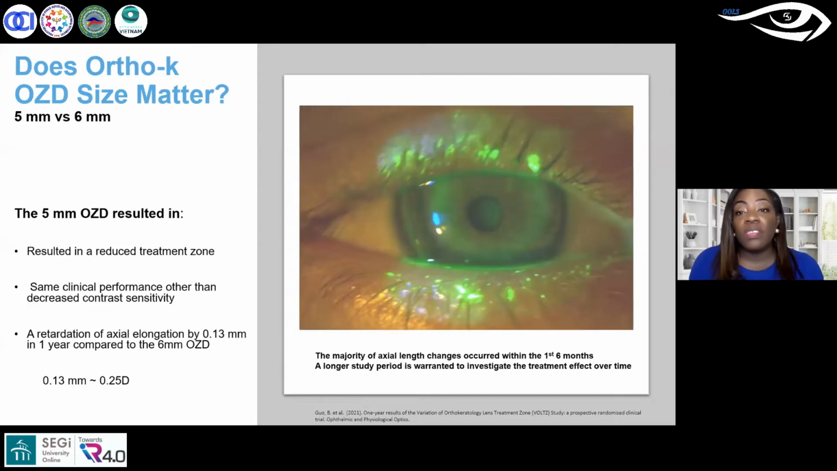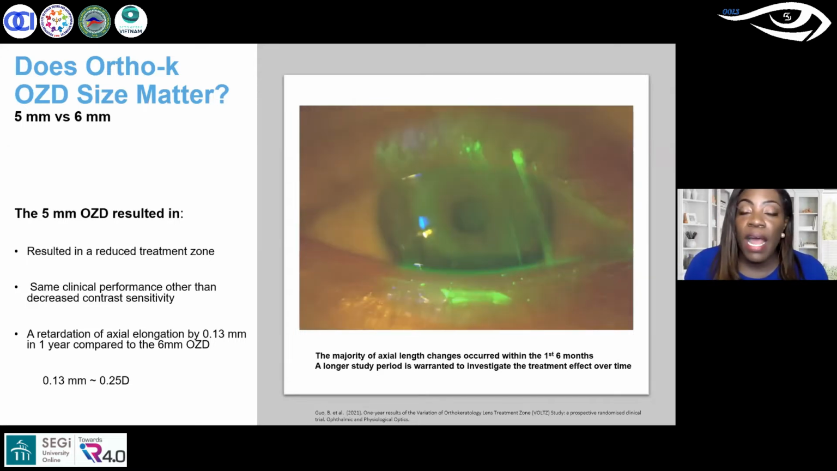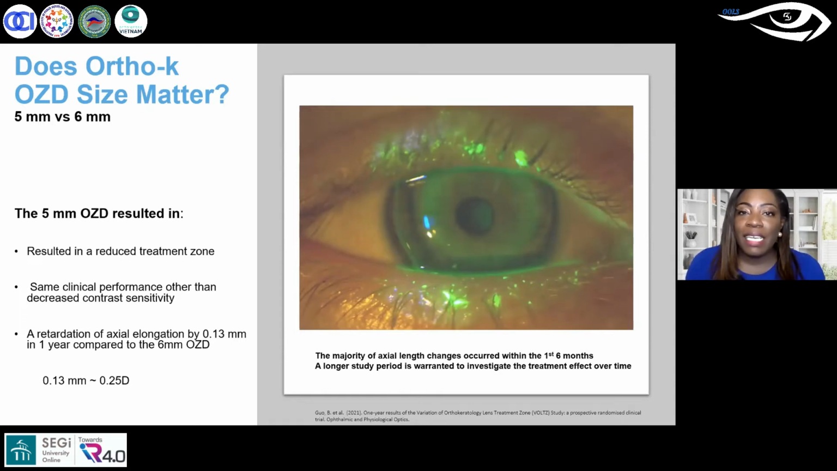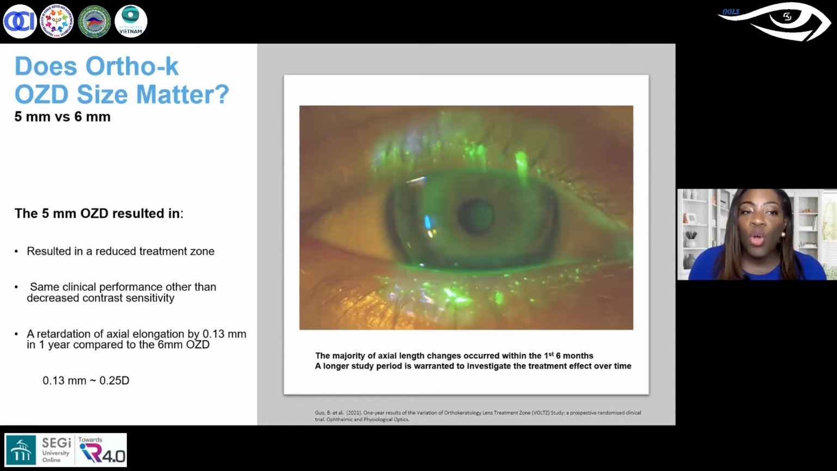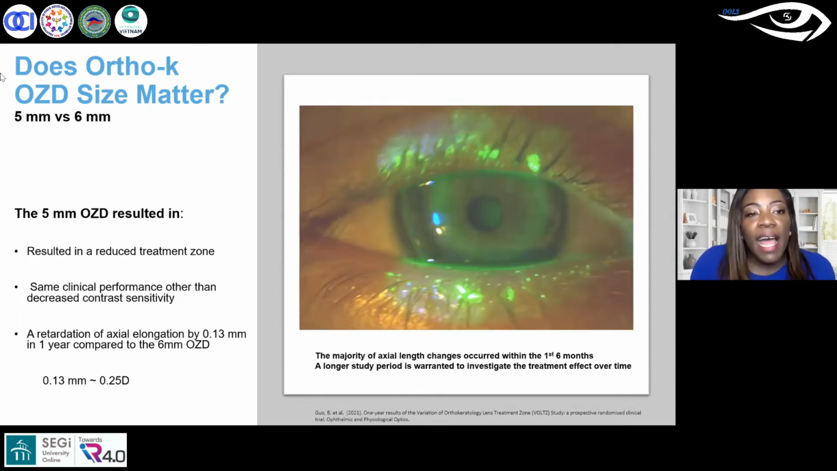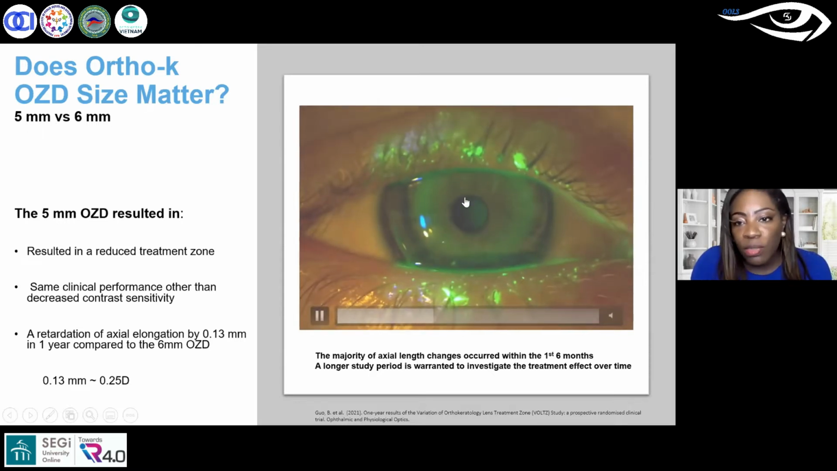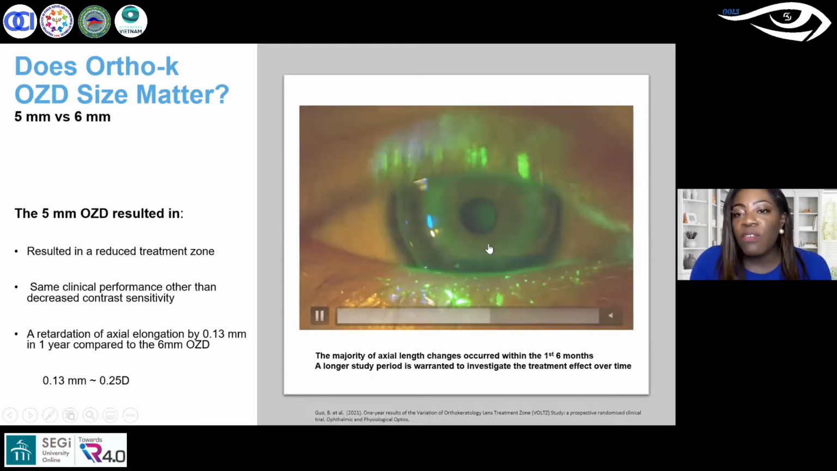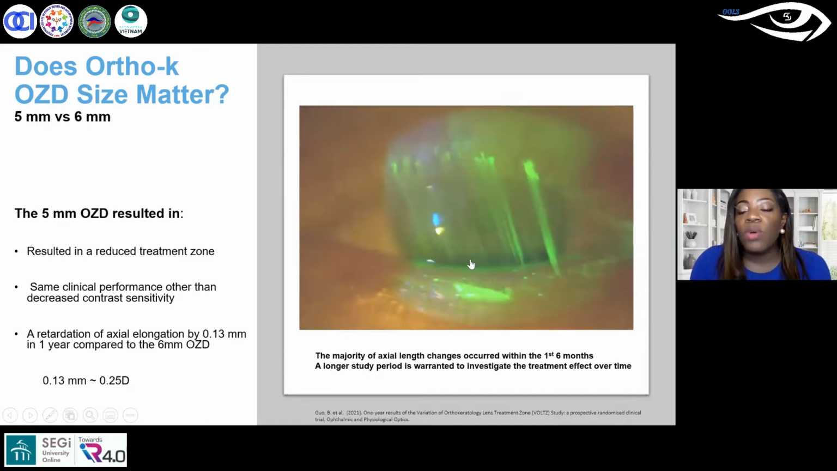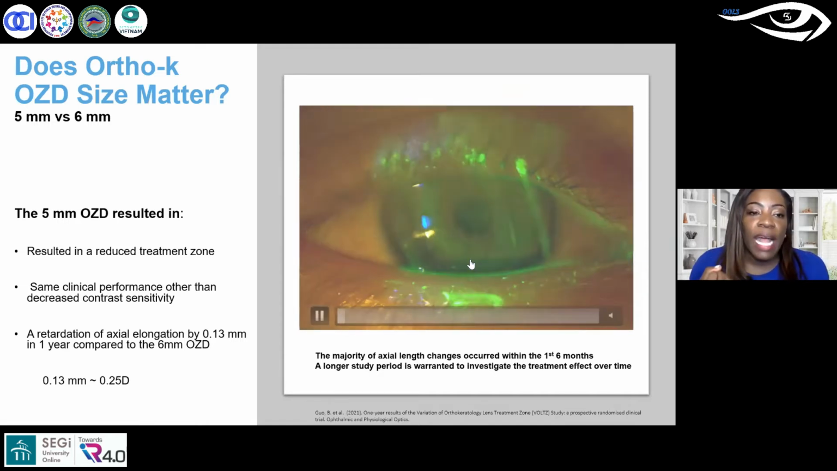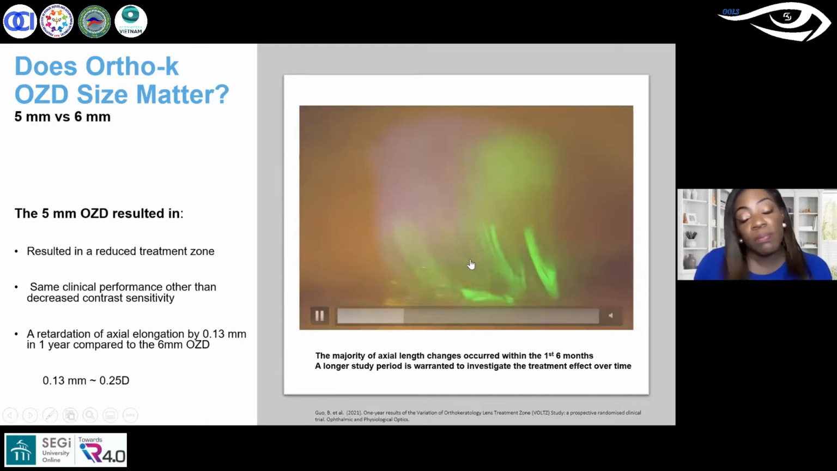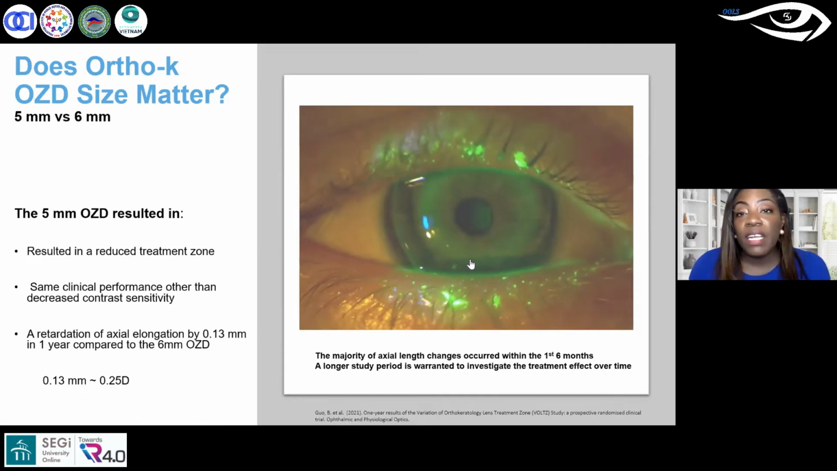So optic zone size may matter as far as the efficacy of myopia control, meaning if I have a smaller optic zone size, there is a smaller treatment zone, and then more of this peripheral myopic defocus will get through the visual axis, and therefore will have a better treatment. There was a study that did take a look at this.